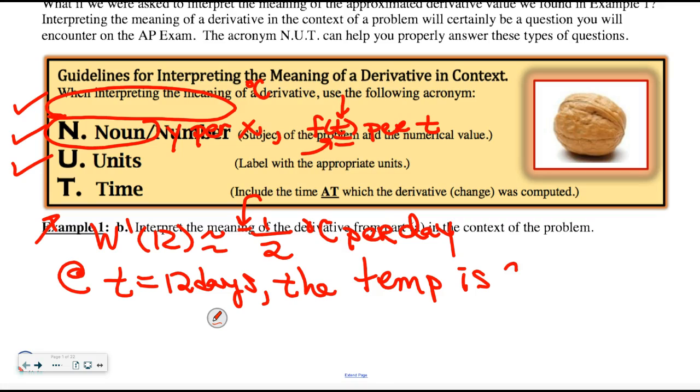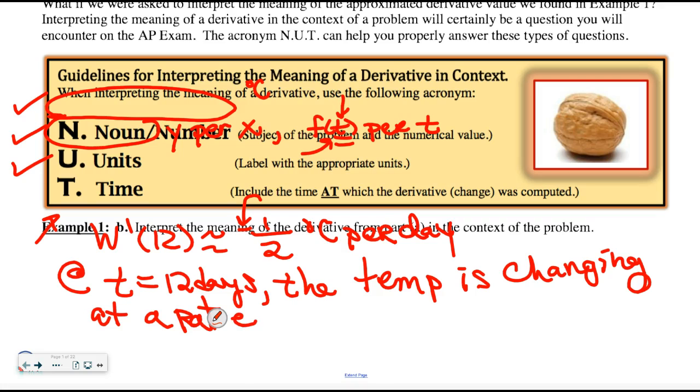Or just say temp is changing. Then you don't have to worry about it. At a rate. And derivatives are always rates. So kind of think about that. When they ask you to interpret it, you should have the word rate in there. At a rate of -1/2 degrees Celsius per day.